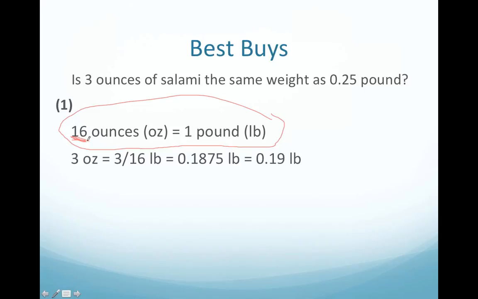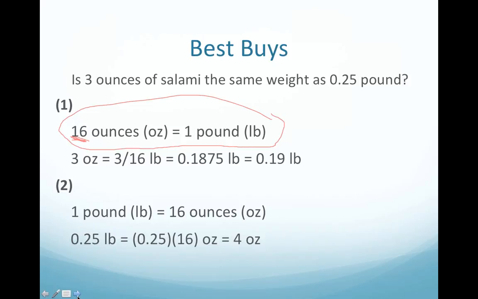So we've got 12 inches equals 1 foot. The 12 will be your conversion rate. You'll never use the 1 as a conversion rate. You'll always use the other number. So in this case, because we've got 16 equals 1, our conversion rate is 16. So to convert from ounces to pounds, we'll divide by 16. And to convert from pounds to ounces, we'll multiply by 16. Okay, and so those will be our answers.